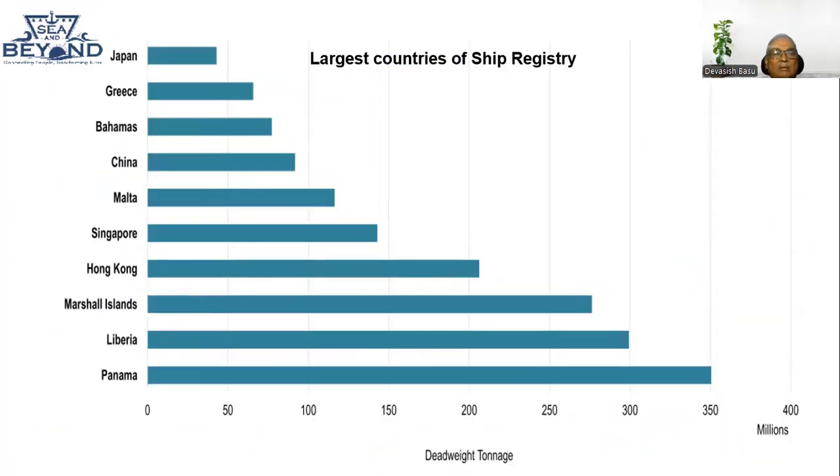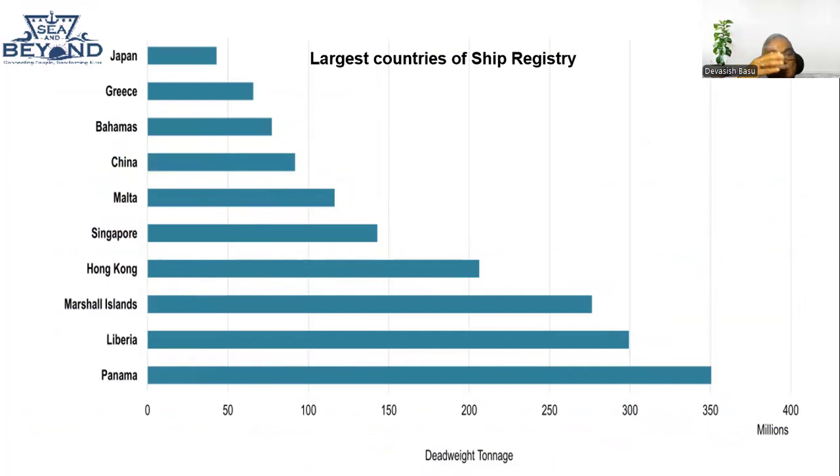So here is a chart showing the latest country of ship registry. You see Panama has the largest number of ships registered. Again, flag of convenience. Liberia is a flag of convenience. Marshall Islands is a flag of convenience. But thereafter, you see Japan, Greece, Singapore, Hong Kong.